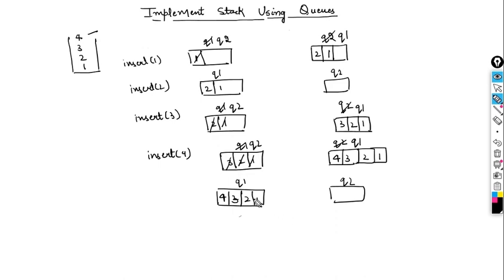Now what I need to do, say I want to pop something from the stack, right? So which element should be popped? 4 should be popped out. And if I want to pop something from q1, which element should be popped?